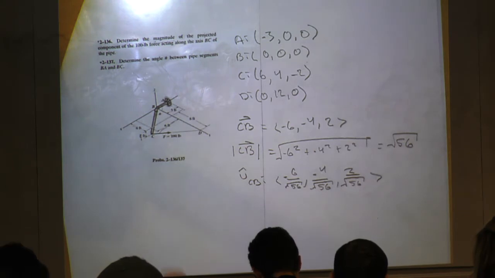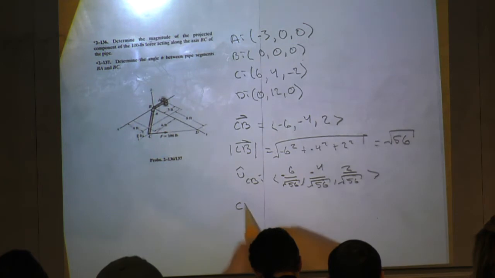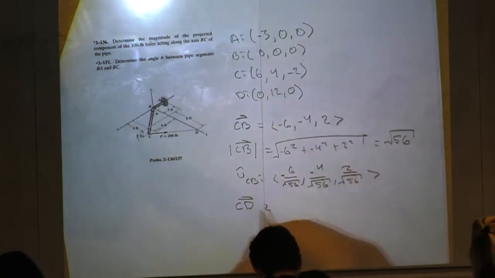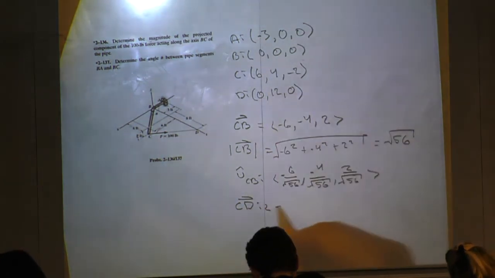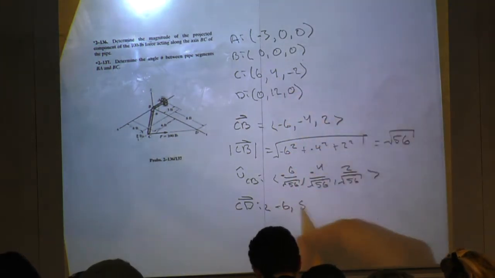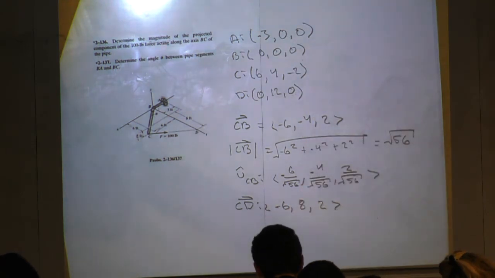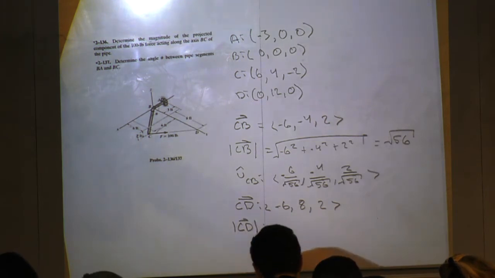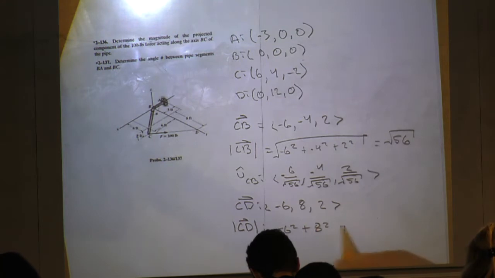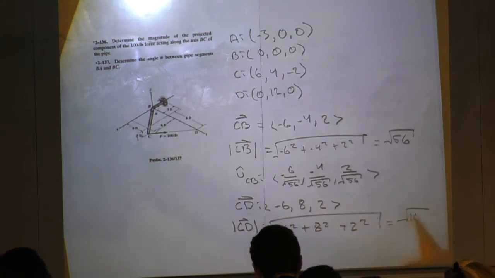Okay, so now I need another direction. I need the direction along which this force is moving. So that's from C to D, right? So C to D, we go D minus C, would be negative 6. We go 12 minus 4, which is 8. 0 minus negative 2, which is 2. Okay, and so now I need to do the same thing, find the magnitude. It should be negative 6 squared plus 8 squared plus 2 squared, which is, again, leaving it in square root form so I don't have to deal with it, root 104.